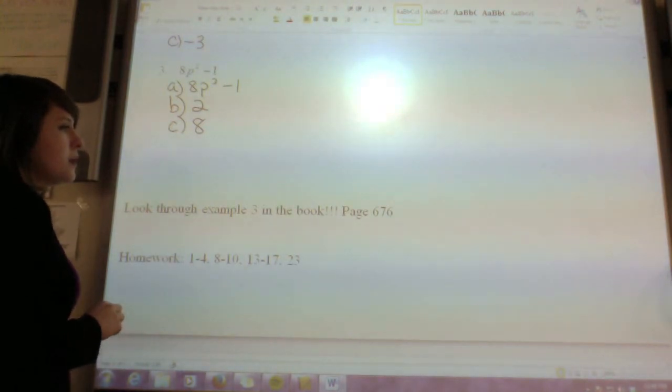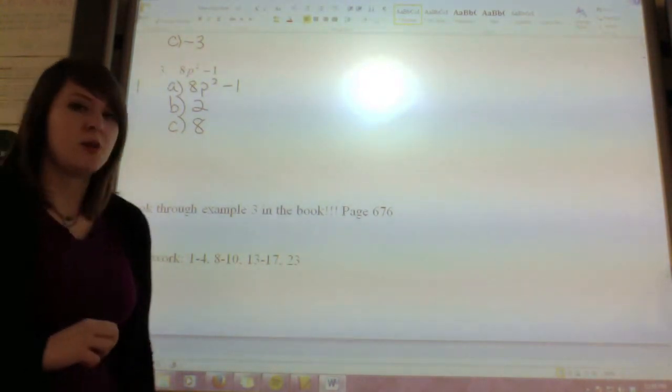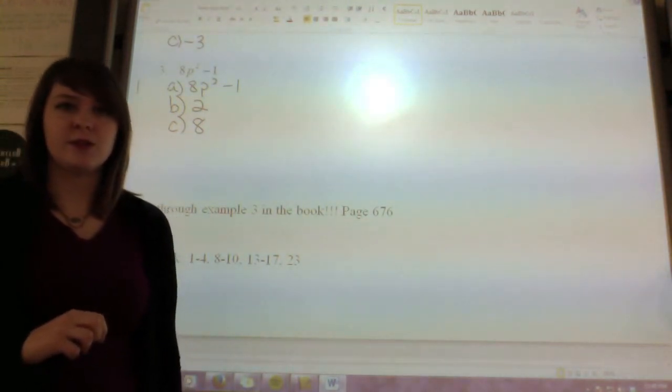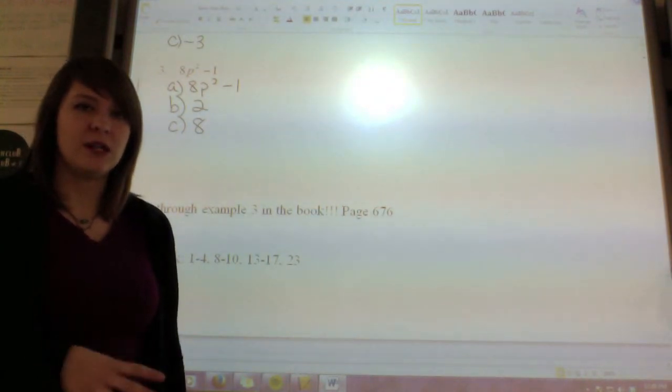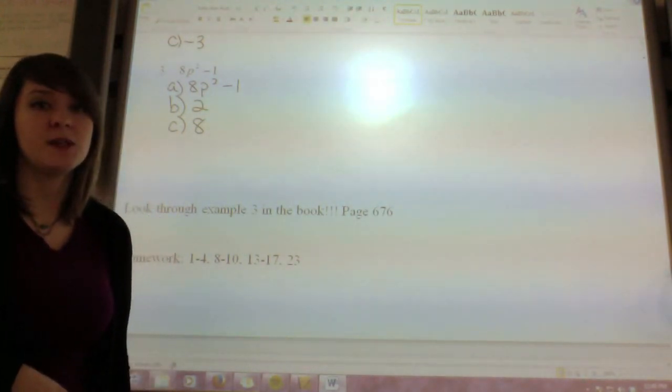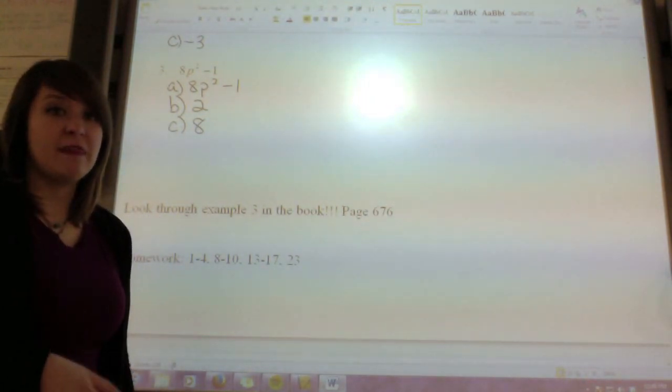There's also an example in your book on page 676. If you look through that example, that will give you an idea of some other types of problems that you might see. And that is everything.